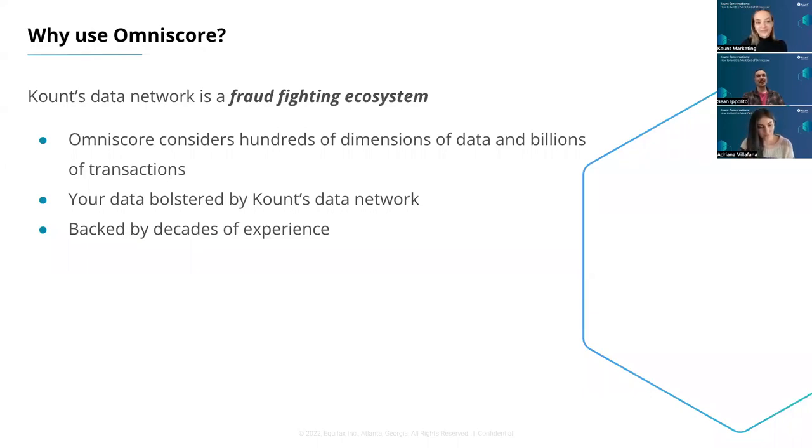Thank you. So yeah, why would you use Omniscore? Kount's data network really is a fraud fighting ecosystem. We have a high volume and variety of data. We have tons of tuned models and experts combined into one package under one roof to fight fraud and give better results. While expert fraud analysts with years of training could review dozens or hundreds of orders per shift, looking at a few dozen or so data points per order, we have hundreds of data points and billions of transactions.